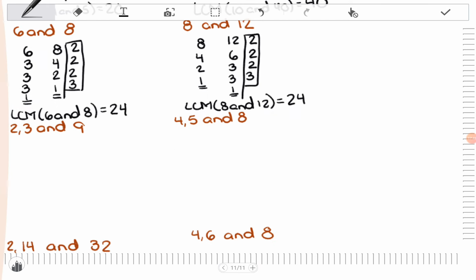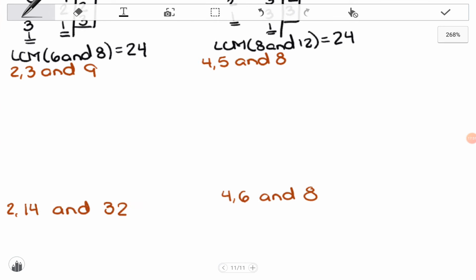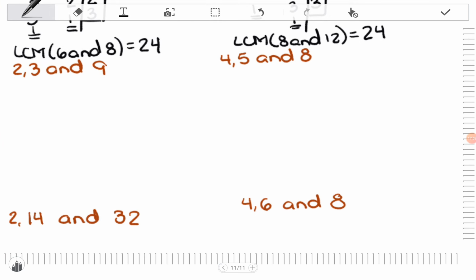Now, what happens if we have 3 numbers? 2, 3 and 9. Same process, okay? So I'm just going to do it to show you that it works the same way. So let's try to do it. We have the 2, the 3, and the 9. 3 numbers and just one line.